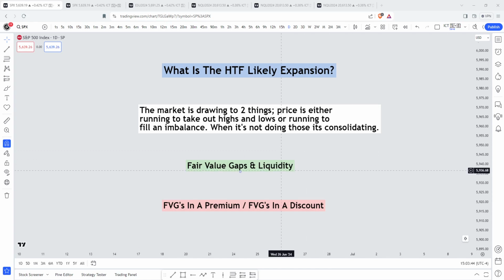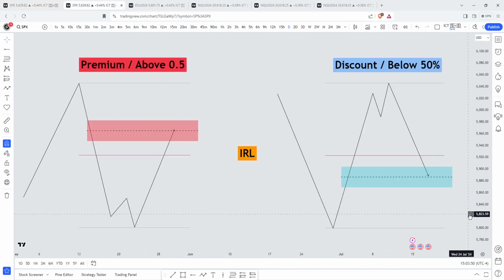Another thing that we need to pay attention to is fair value gaps in a premium and fair value gaps in a discount. What is that for those that are new? A fair value gap in a premium is essentially when, let's say that there's a drop lower starting at this high and then it ends at this low and it starts to reprice higher.